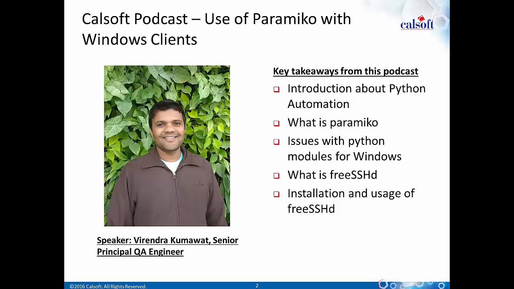After that, once your SSHd service is running on your Windows system, you can connect to that Windows machine using the Paramiko module. Okay, brilliant. Do you want to throw some more light on the components of freeSSHd?